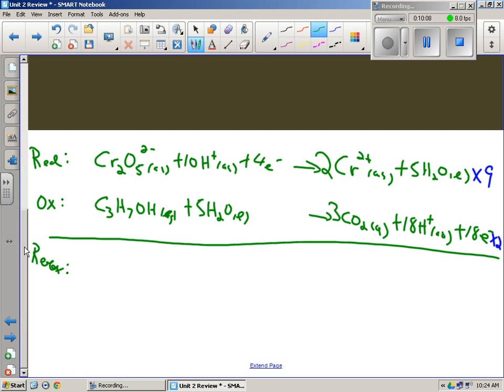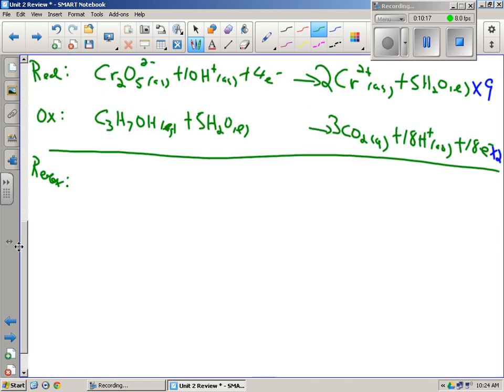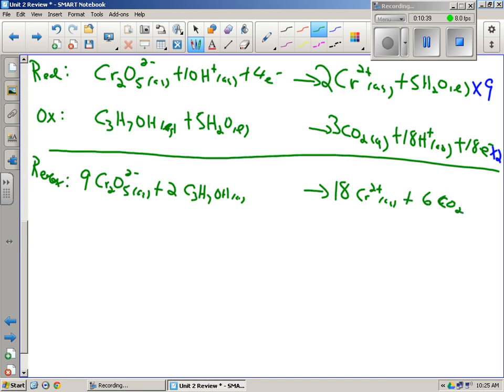Now, I'm just going to start with the major stuff. I'm not going to worry about the hydrogens and waters right now. I'm just going to start with kind of the major stuff here that I need to obviously have. So 9 Cr2O7 2 minus aqueous, and I'm going to have 2 C3H7OH aqueous. On this side here, I'm going to have my 18 chromium 2 pluses, and my 6 carbon dioxides, gases. Okay, that's kind of the major stuff, right? That's the important part. And then of course I got the water and I got the acids.